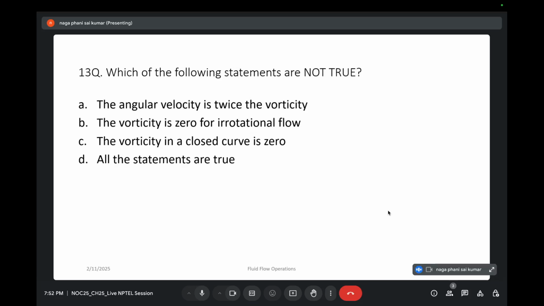Coming to the 13th question, which of the following statements are not true? The angular velocity is twice the vorticity. The vorticity is 0 for irrotational flow. The circulation in a closed curve is 0. All the statements are true. Which of the following is not true? That is option A. Okay.